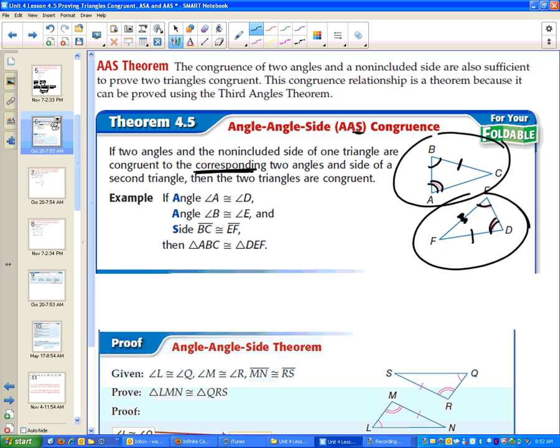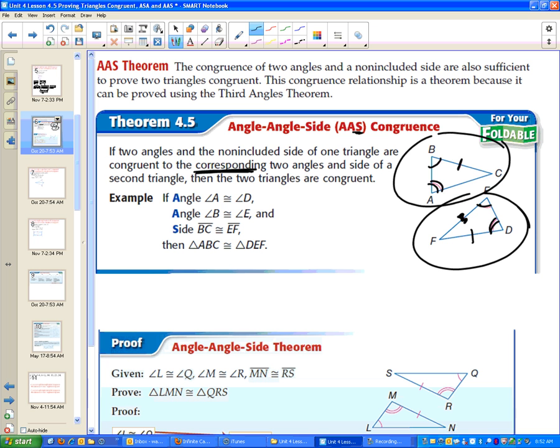But it's got to be that the 2 angles aren't the problem. The thing you've got to make sure of is that your non-included sides are actually corresponding to each other. That's what you got to make sure of, okay? And here's one way to make sure of it.